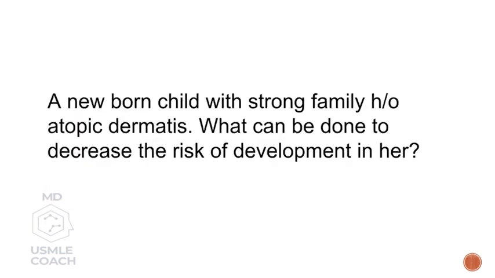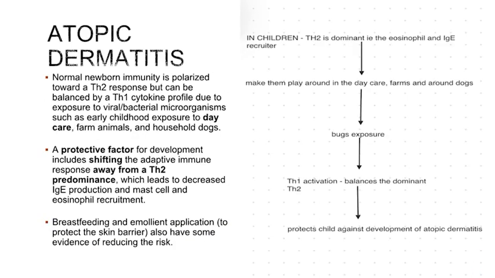A newborn child with a strong family history of atopic dermatitis. What can be done to decrease the risk of development in her? Normally, newborn immunity is polarized toward a Th2 response, but can be balanced by a Th1 cytokine profile due to exposure to viral/bacterial microorganisms, such as early childhood exposure to daycare, farm animals, and household dogs. So, with early exposure, we are bringing the Th1 response up and thereby balancing the dominant Th2 response, which is the culprit for IgE production.